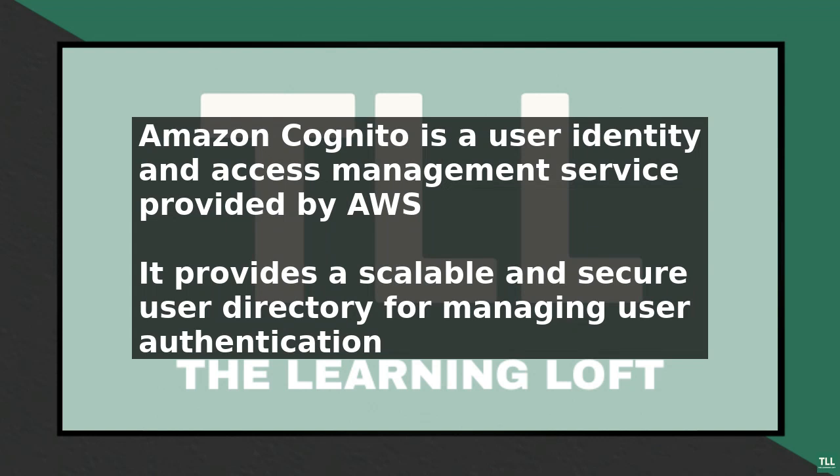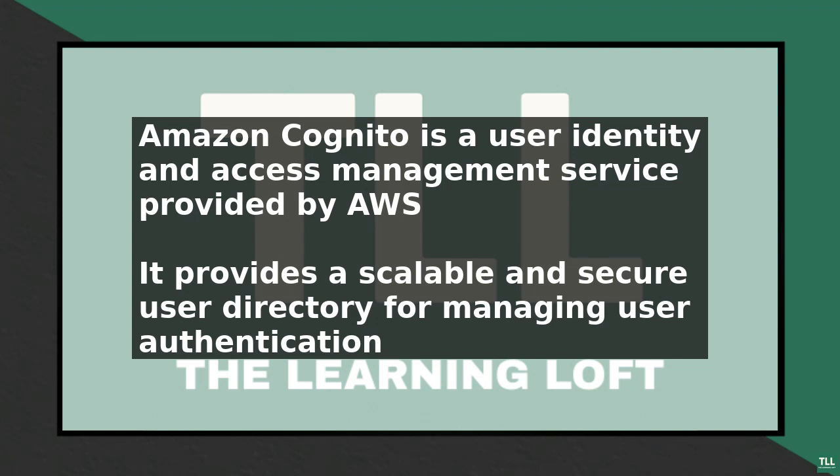To monitor AWS Amplify sign-in, you need to use Amazon Cognito, which is a user identity and access management service provided by AWS. Amazon Cognito provides a scalable and secure user directory that can be used to manage user authentication and authorization. You can use Amazon Cognito to track user sign-in activity, including successful and failed sign-in attempts.